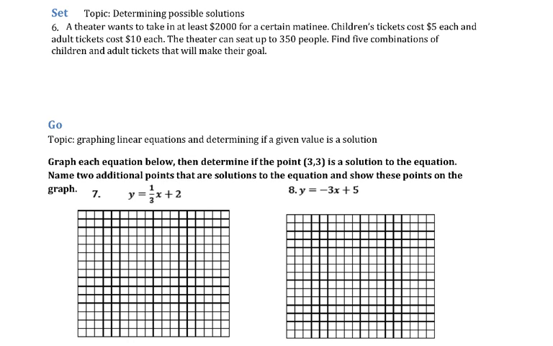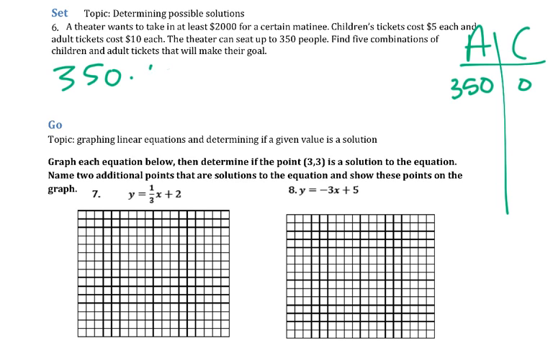We've got to figure out, okay, so we can have 350 people. Well, here's a good place to start. What if they were all adults? So if I did 350 adults and 0 kids, let's do it in table format. So we have adults, kids. Let's say we did 350 and 0. Adult tickets are $10 each, so times it by 10, you'd have 3,500, which is more than 2,000, so that would work. If we had only adults coming, that would be great.